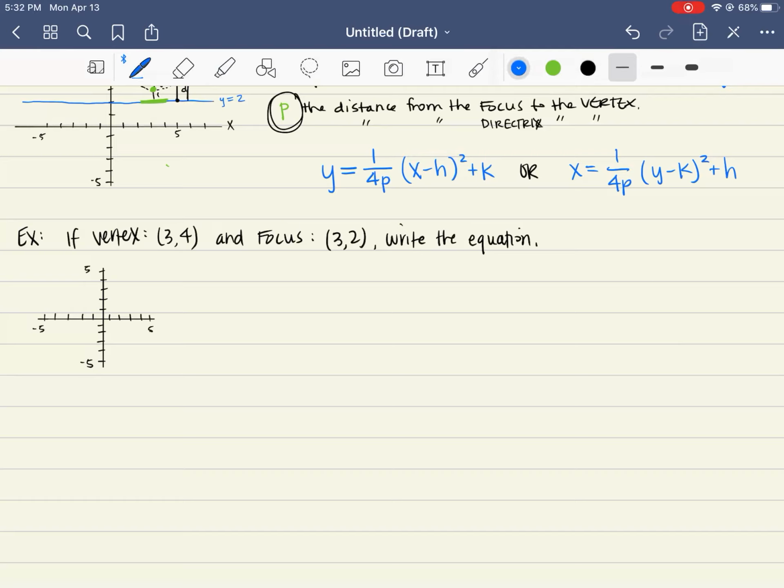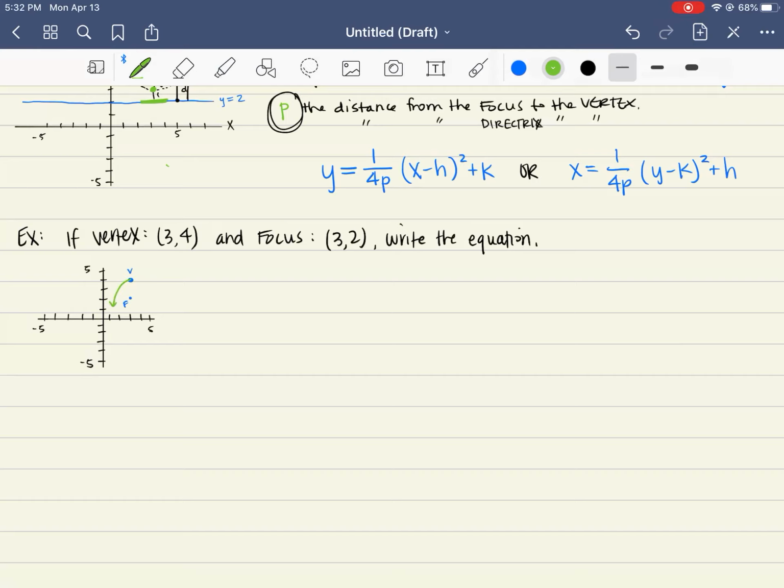So again, I'm going to plot this vertex. The vertex is over 3 and up 4, so it's sitting right here. And I'm going to put a V by that just so I remember that's the vertex, because now we have a focus and other things. So there's my vertex. The focus here, right, is at 3, 2. So if I come over here and I go over 3, but I only go up 2, this guy right here is the focus. Now remember, again, I'm not graphing this one. It didn't ask me to, but I'm going to draw kind of a rough sketch. So the focus is below the vertex.